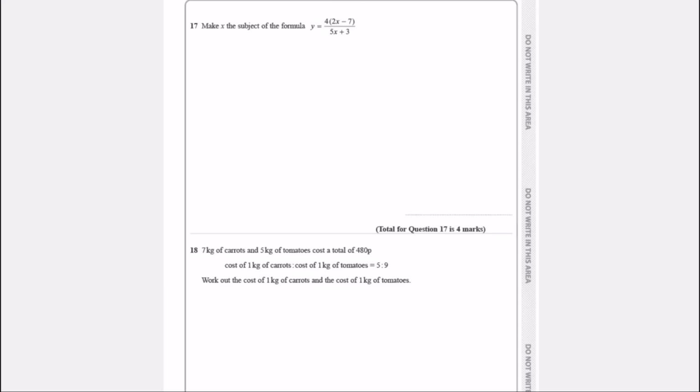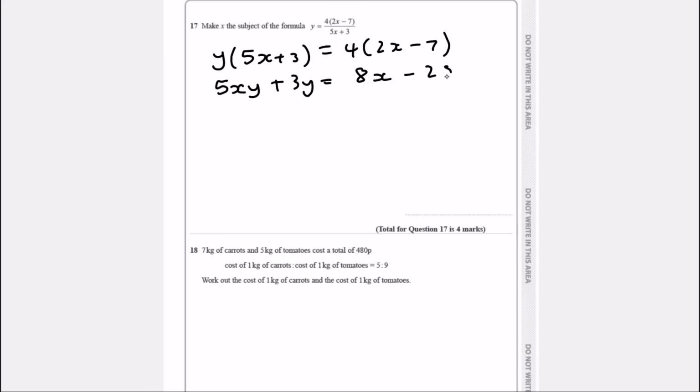Question 17. Make x the subject of the formula. So get x by itself. So the first thing we want to do is get rid of the fraction. To get rid of a division, we do the opposite, which is timesing. So times both sides by 5x plus 3. So y times 5x plus 3 equals 4 times 2x minus 7. Let's expand the brackets. So 5xy plus 3y equals 8x minus 28.